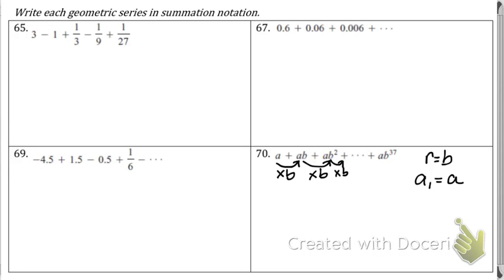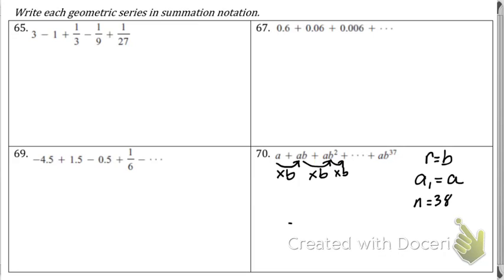Now I just got to figure out how many terms I have. Well, b to the first is my second term, right? I have a and then b to the first. That's 2 terms. So 37 must be 37 plus 1 additional term. So we actually have 38 terms. Did that make sense? Why we have 38 terms? So our n equals 38.